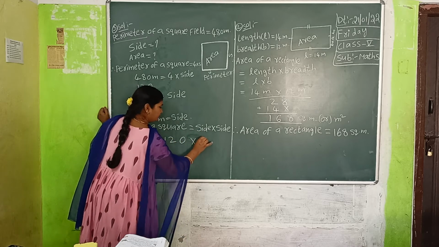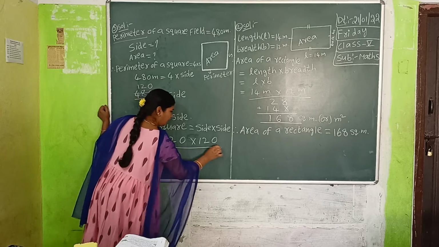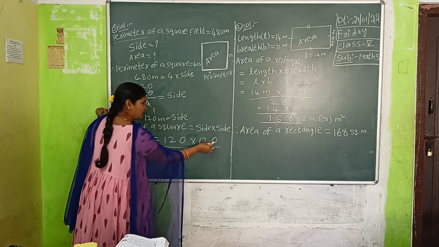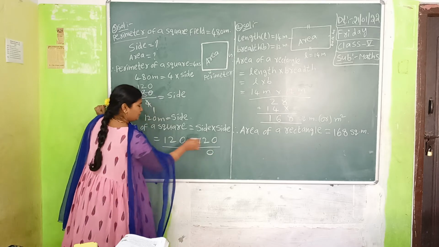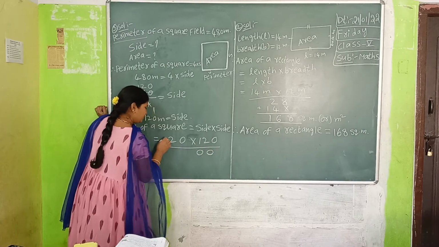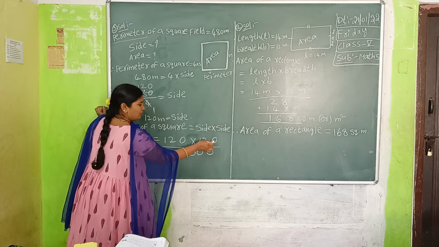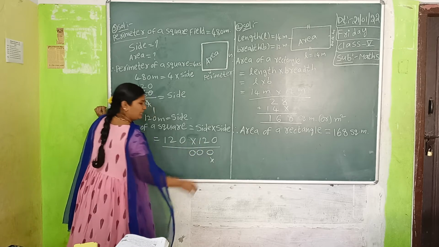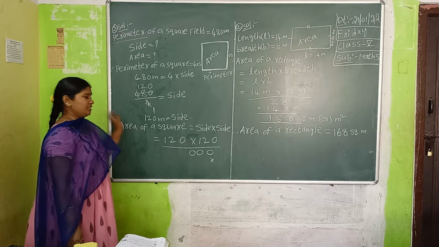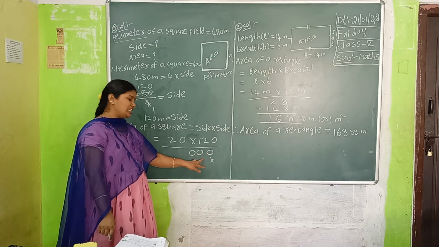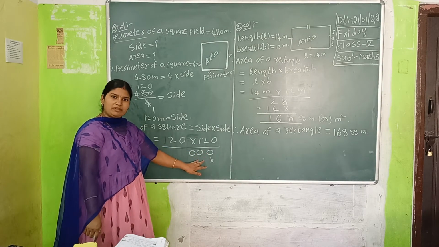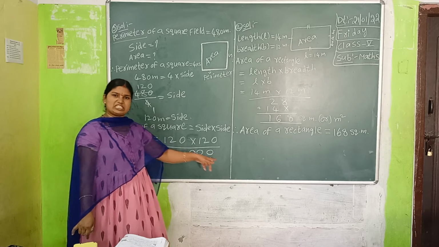120 into 120. Do the three-digit multiplication. 0 to multiply means you are getting 0 into 0, 0. 0 into 2, 0. 0 into 1, 0. Ones place multiplication is over, so keep a cross symbol in the ones place. Tens place multiplication, answers start in the tens place only. In this way we are keeping the cross symbol in the ones place.